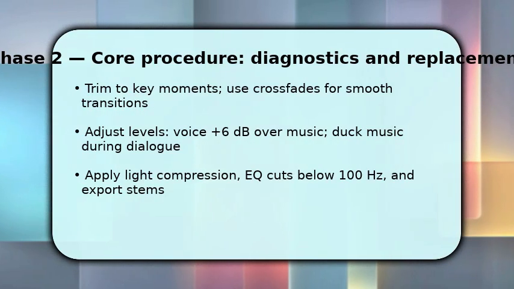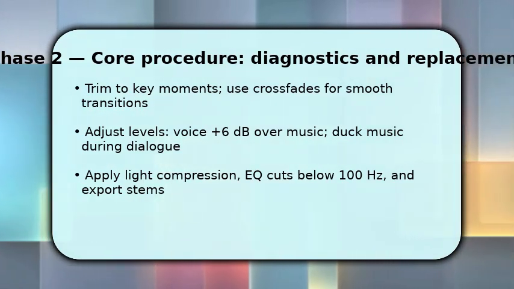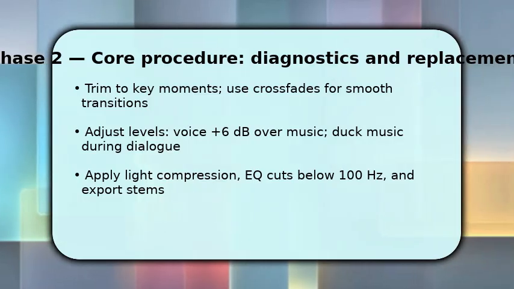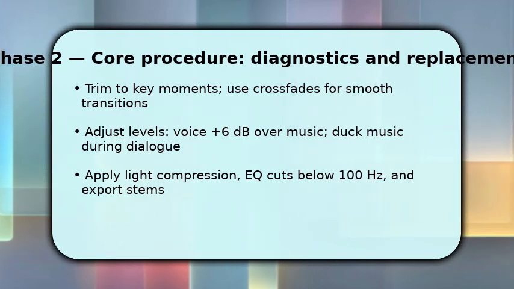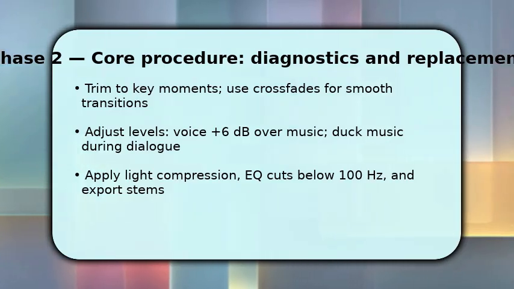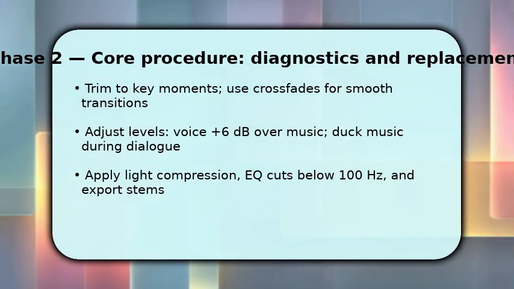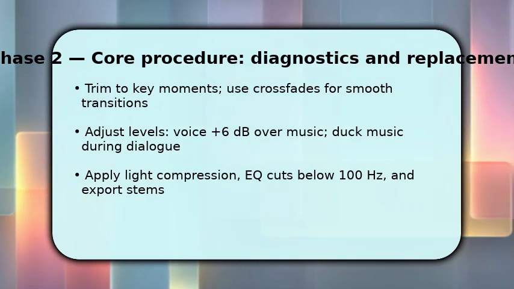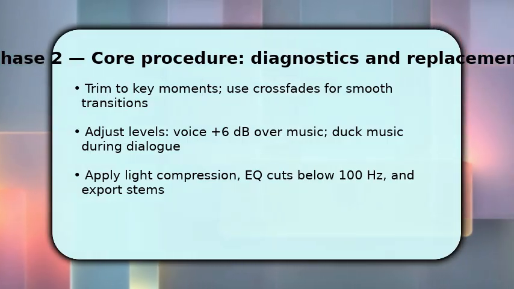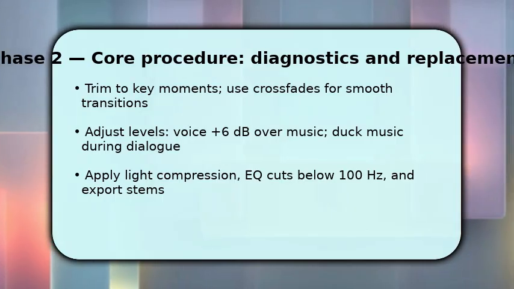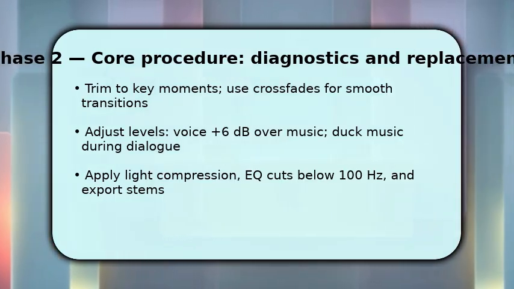Now edit and align audio to picture. You trim to the hook, add short crossfades, and keep voice prominent, boost narration about 6 dB above background music, and automate ducking for clarity. Once done, apply light compression to even dynamics, cut muddy frequencies below 100 Hz to tighten the mix, and add subtle EQ for presence. Make sure to export separate stems, voice, music, SFX, so you can tweak later in the editor without redoing the whole project.